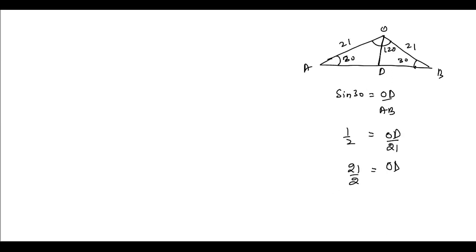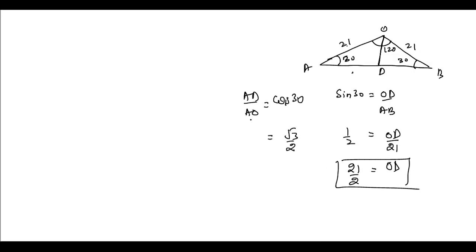Okay, and now if you need to calculate the base, the value of OD you have calculated, the value of base, the base means AD and DB. So you know that the relation between this and this is actually cos, so you can write here AD upon AO is equal to cos 30, and that will be equal to root 3 by 2, which is equivalent to AD upon AO. AD you need to find out, and AO is 21, which is being given to you, so AD would be equivalent to 21 root 3 by 2. ये हमारे पास आ गया एक फॉर्मूला.